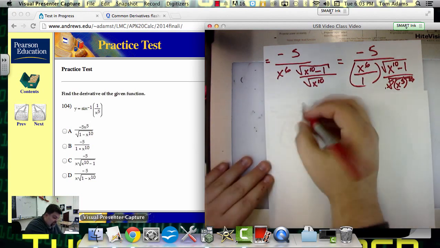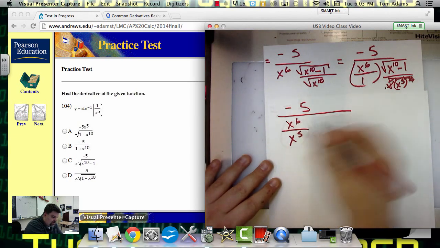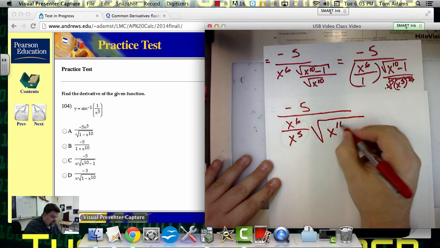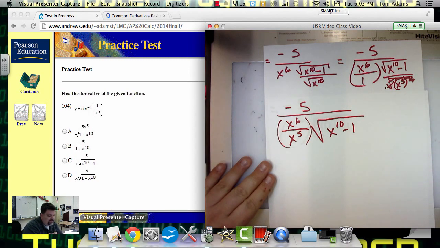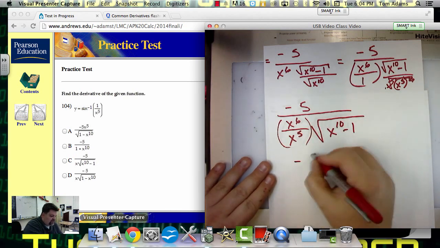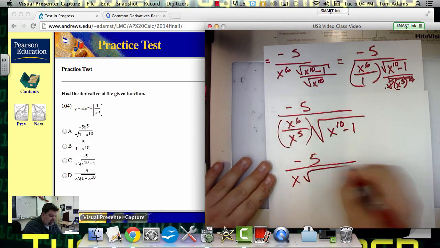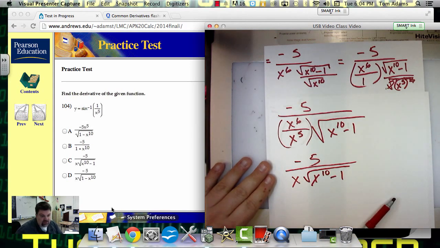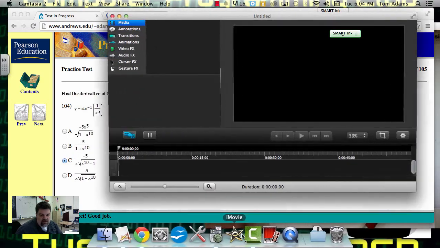Actually, that looks horrible, so let me rewrite it. We've got negative 5 all over x to the 6 all over x to the 5th times the square root of x to the 10 minus 1. Well, now I'm kind of dividing this thing here by the reciprocal, or I could reduce that. Now, if I reduce that, what I end up with is negative 5 all over x, because I have 5 on the bottom and 6 on the top, times the square root of x to the 10 minus 1. Well, that was a lot of work. So that gives me, I think, C? Yep. So that one probably most of you guys got.